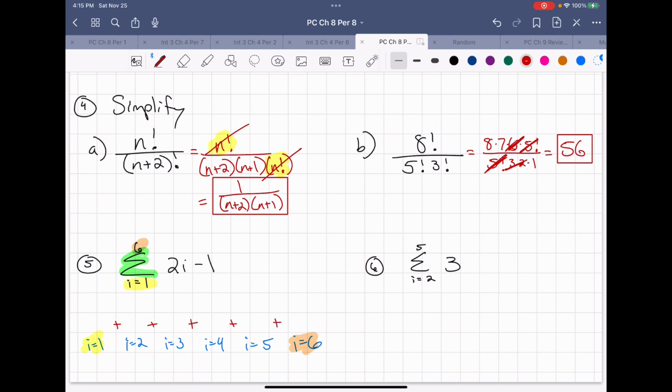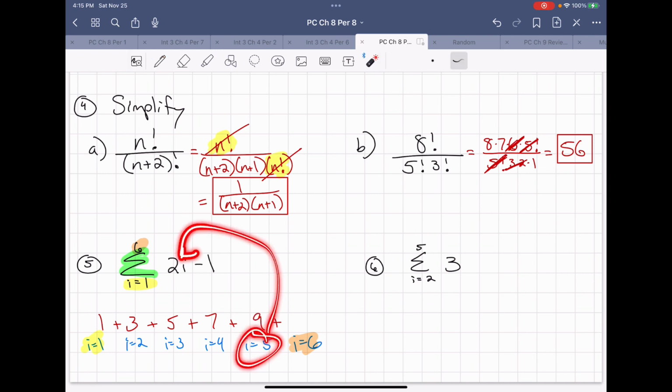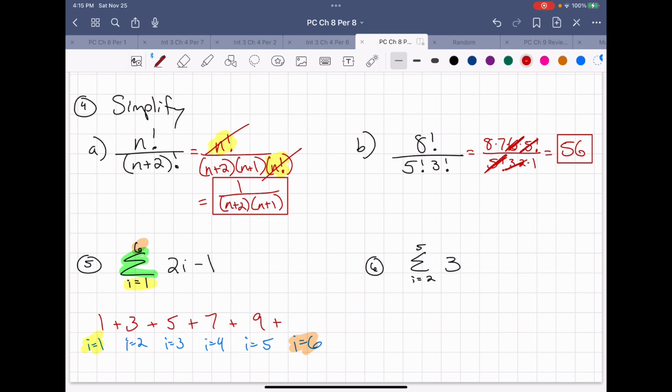So plug in 1, 2 minus 1 is 1. 4 minus 1 is 3. 6 minus 1 is 5. 8 minus 1 is 7. 10 minus 1 is 9. I'm just plugging this number into the equation. 12 minus 1 is 11. Add those up, and you get 36.